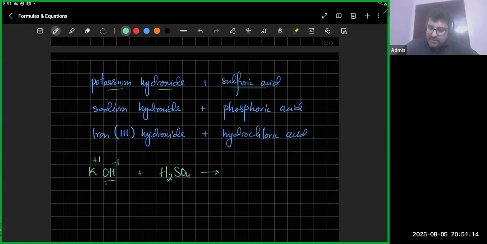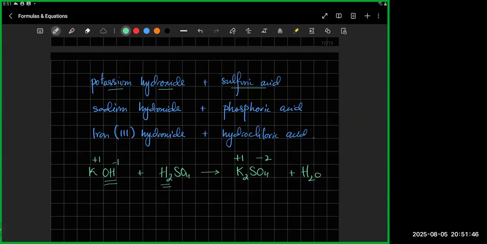ठीक है. And now what is going to be the product? I told you that the OH is the base and the acid produces the H plus one. So the acid releases the H plus one, which goes to the OH, which accepts it, and they become water. And what is left? That's your salt. So what is left? K and SO4. K is group 1, it is +1. SO4 has a charge of -2. If you do crisscross, it's going to be K2SO4. Okay, is this clear? Yes, sir.